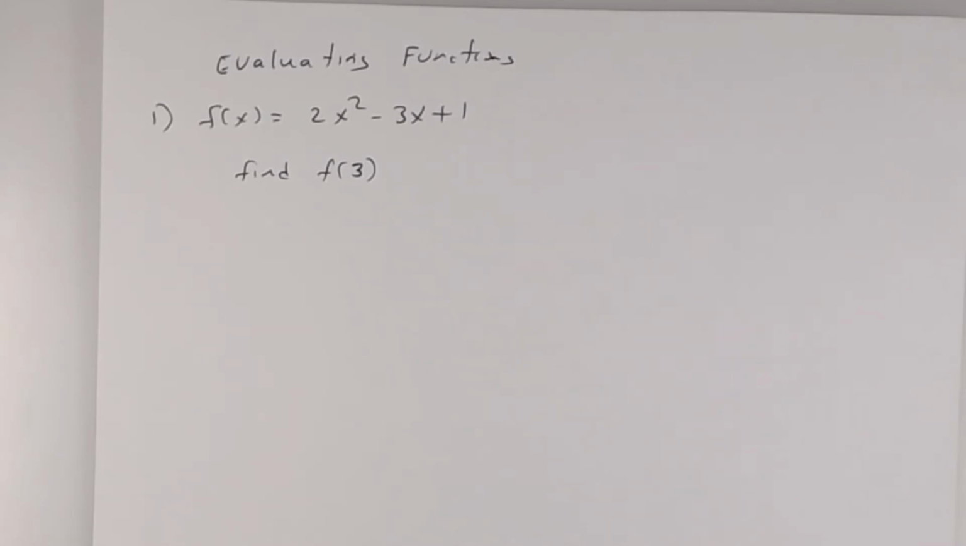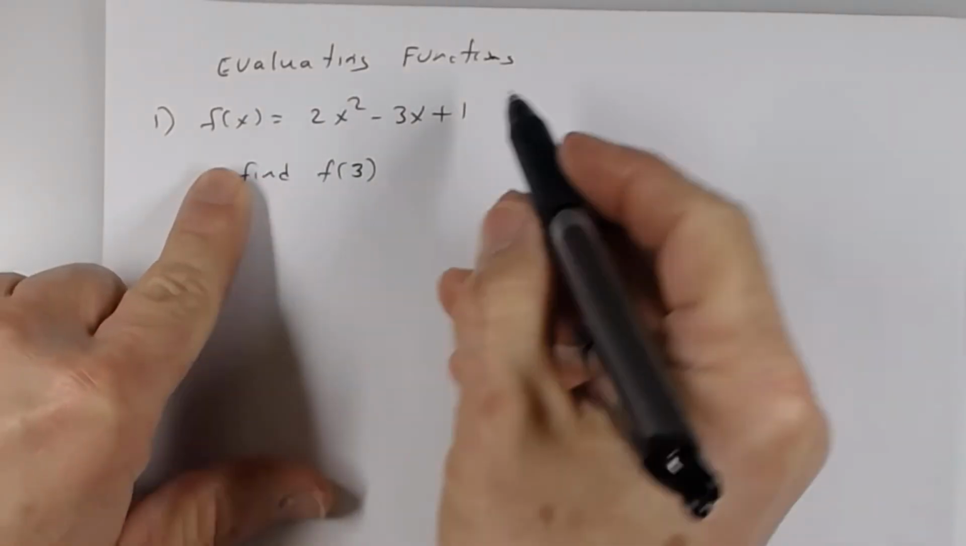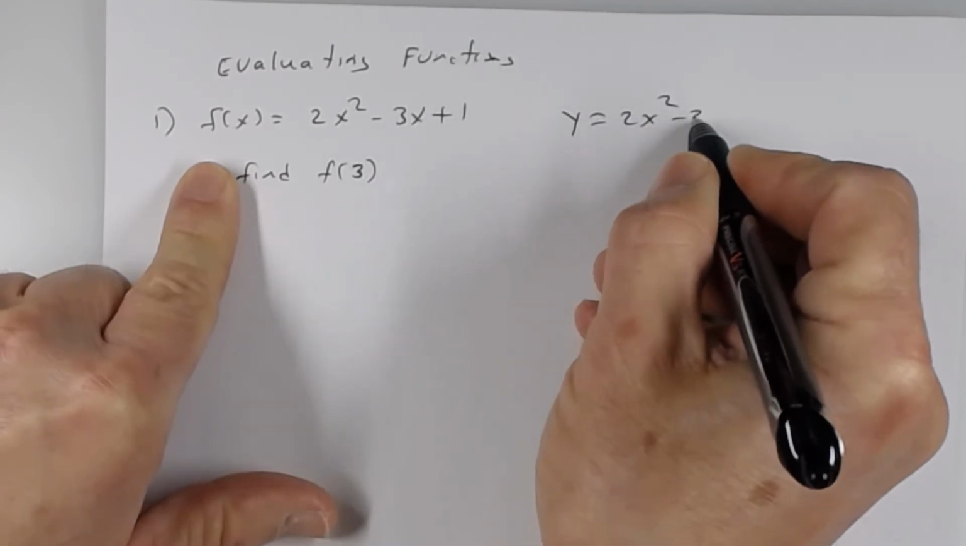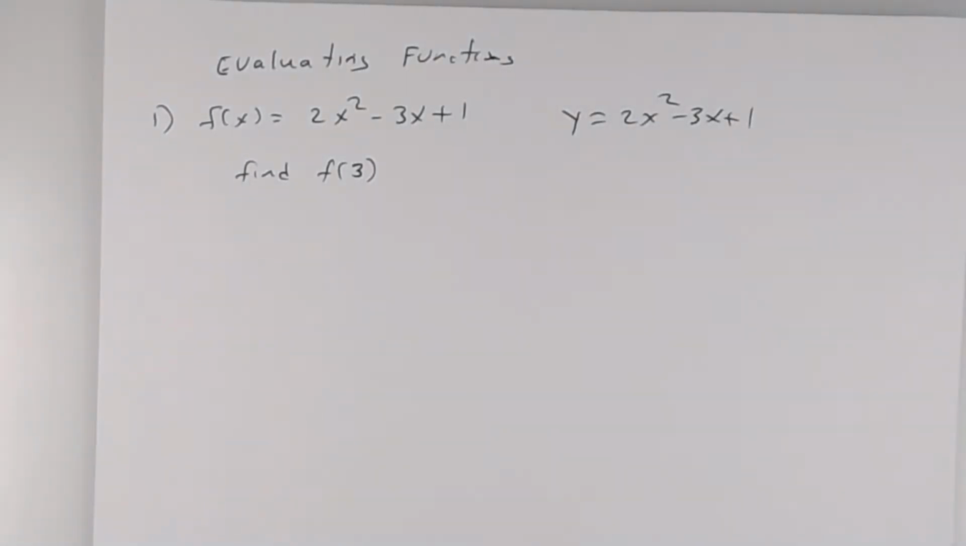But the graph is not given. The function is given. The equation is given. But remember, f of x means the same thing as y. So this right here means the same thing as this. All right, so remember that discussion last semester. So y is the same thing as f of x, g of x, h of x, whatever your function notation is.